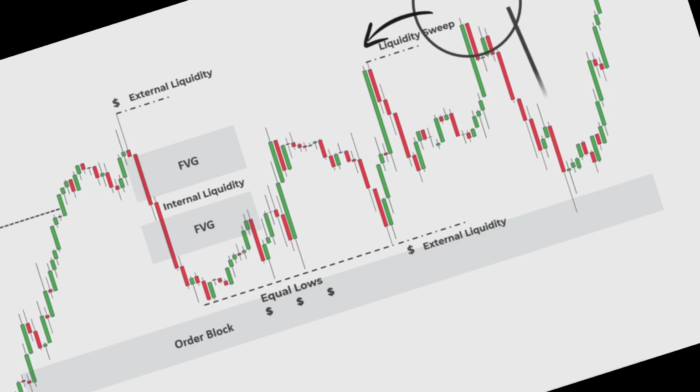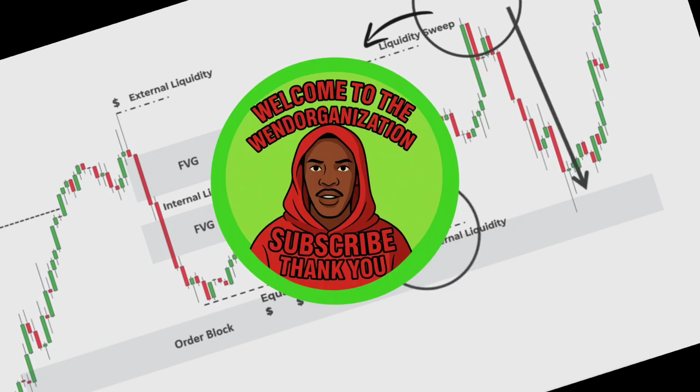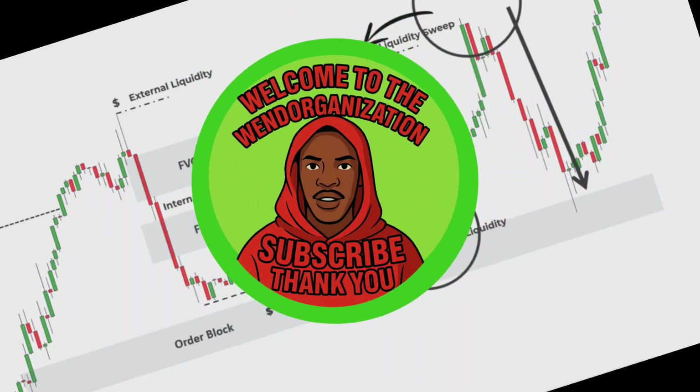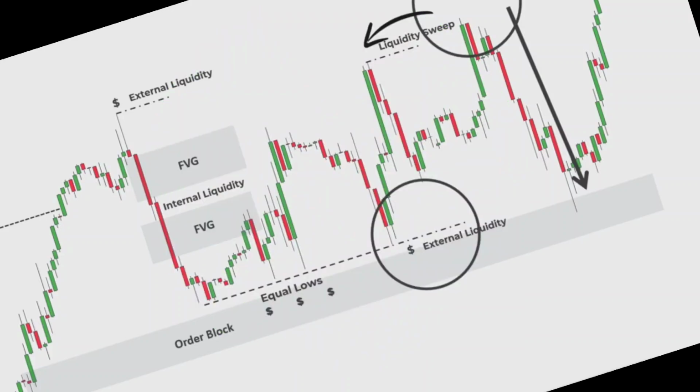It signals that since the buy-side liquidity has already been taken, the price is now likely to move towards the sell-side liquidity sitting below. If this behavior aligns with the overall market direction, it can give us a high probability selling opportunity. Even if it doesn't match the dominant trend, a liquidity sweep can still suggest a potential reversal, even if only temporary.